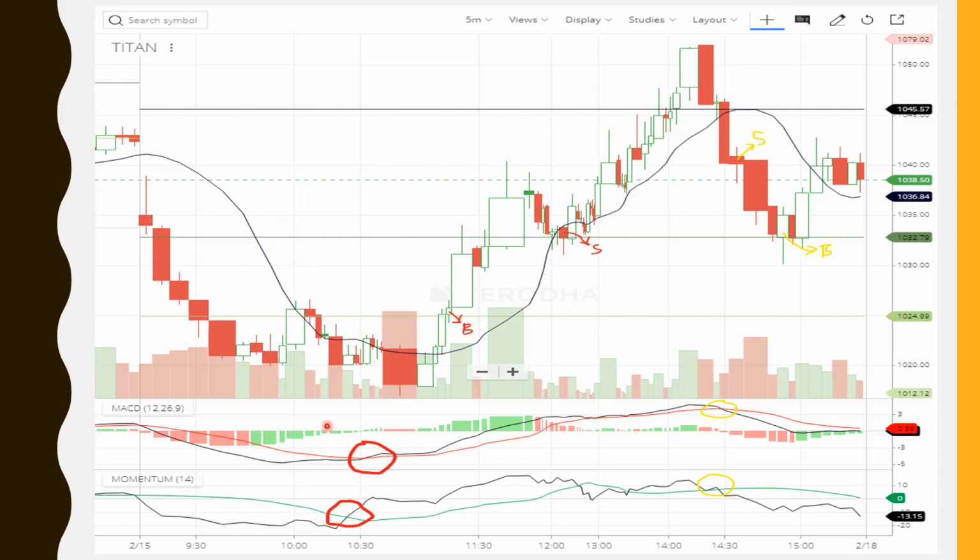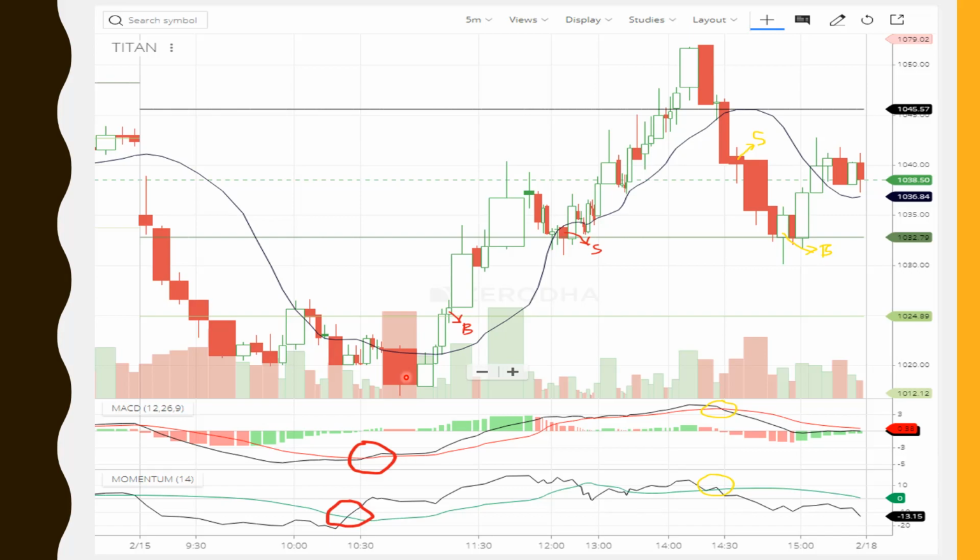Here the momentum indicator crossed over at around 10:20, let's say. And just after that MACD crossed over also. So both these indicators are saying that Titan might be ready to reverse its downfall for the day. It might be bullish from now on.